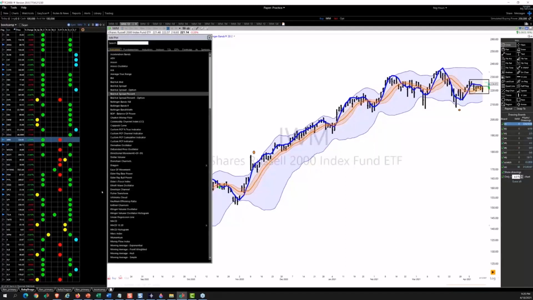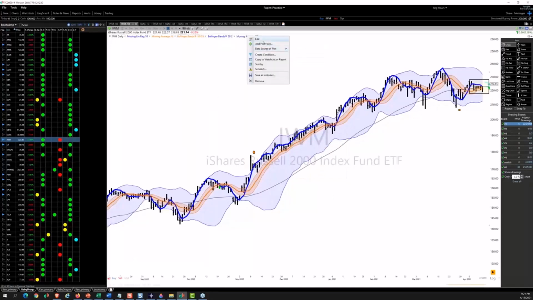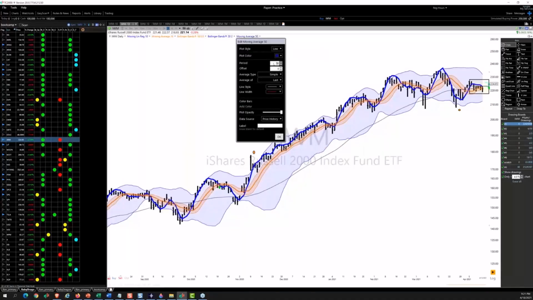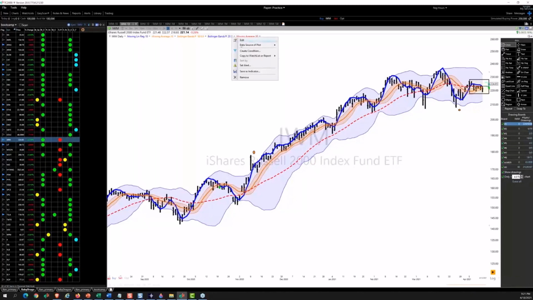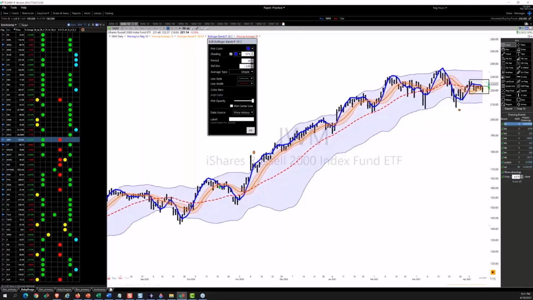So I'm going to plot a simple moving average, simple, and make that 30, and bright red, and dotted, and thick, and make that 30. Okay, and then the river, I got to go fix that. I need to make that 30 plus or minus 1.